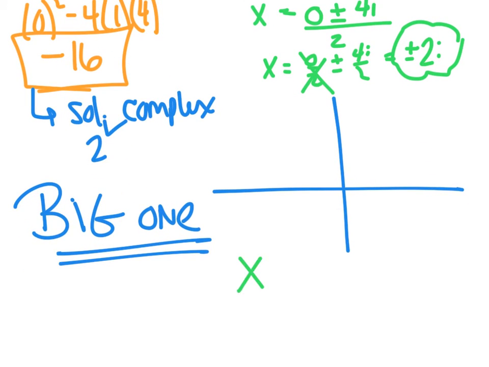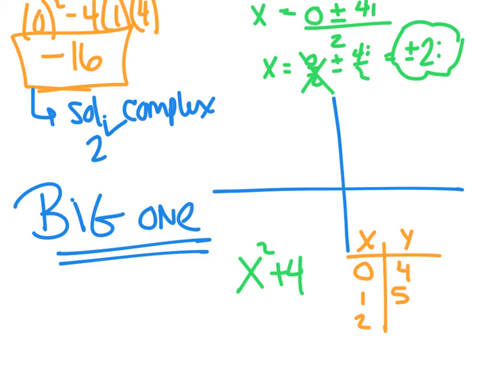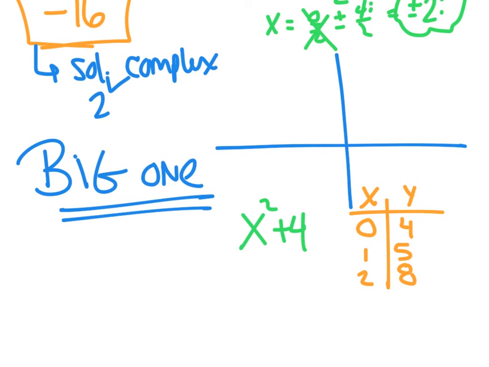Well, let's try this. Let's go with that equation, x squared plus 4. Let's just plug in some values and see what happens. When x is 0, 0 squared plus 4 is 4. When x is 1, 1 squared plus 4 is 5. When x is 2, 2 squared plus 4 is 8. And I'm just going to pick some negative numbers to plug in as well. When x is -1, -1 squared is 1 plus 4 is 5. When x is -2, I get 8.